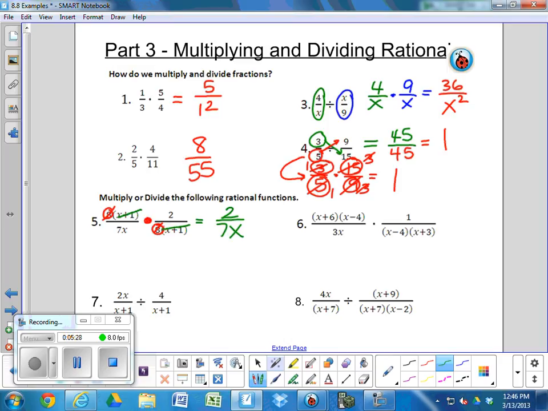4A, 4B, 4C is like an extension problem if you like the extra challenge. Try it.